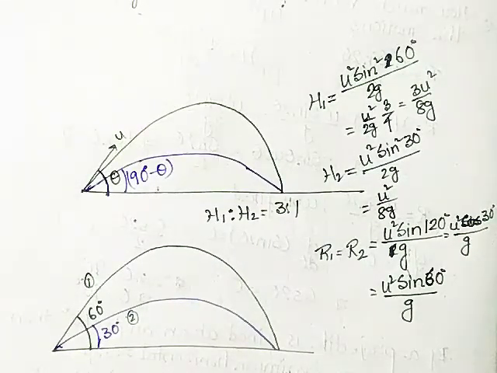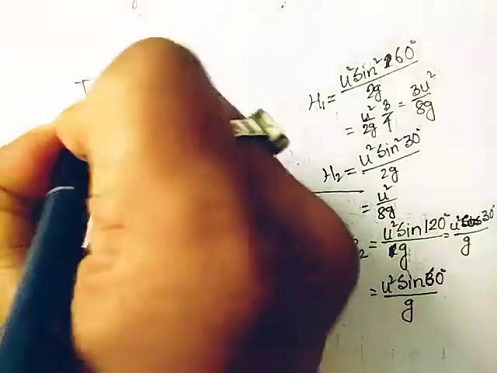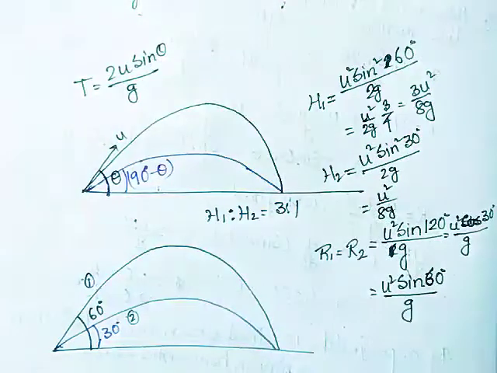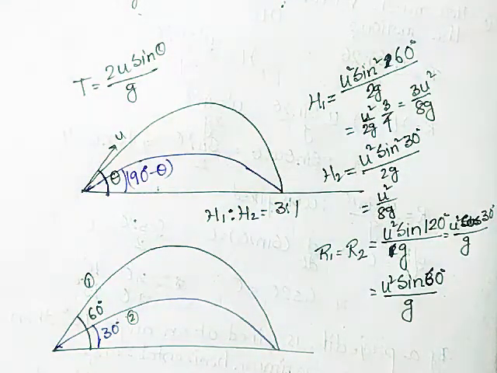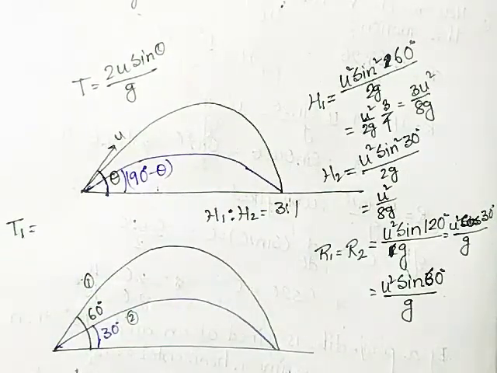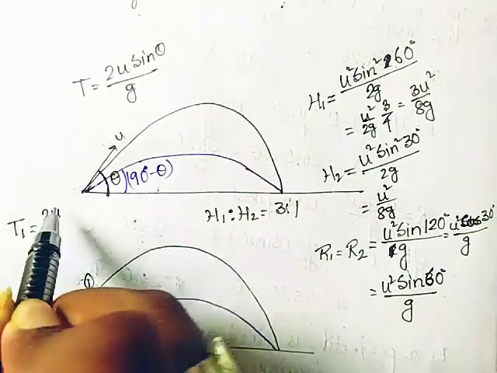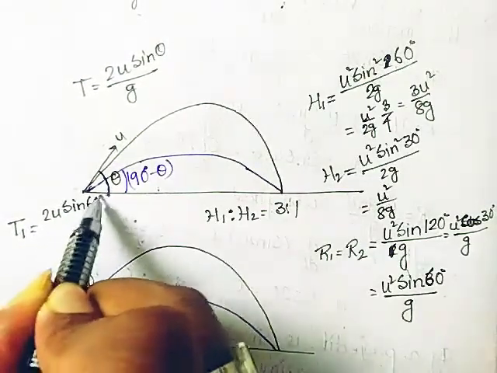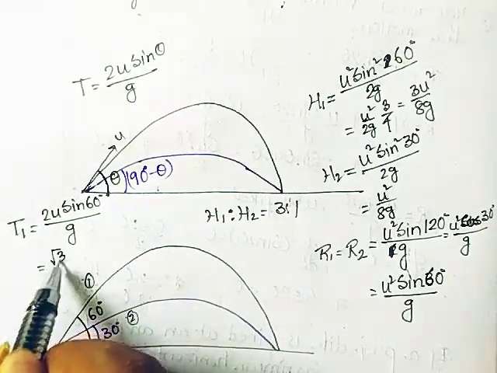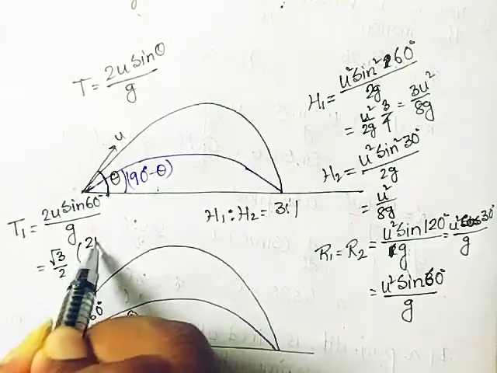Now if I try to calculate in these two different cases the time, what is the time? It is 2u sine theta by g. This is the total time of flight, the time for which it is in air. So in the first case, when theta equal to 60 degree, at that time it will be 2u sine 60 degree divided by g. So it will be root 3 divided by 2 into 2u by g.